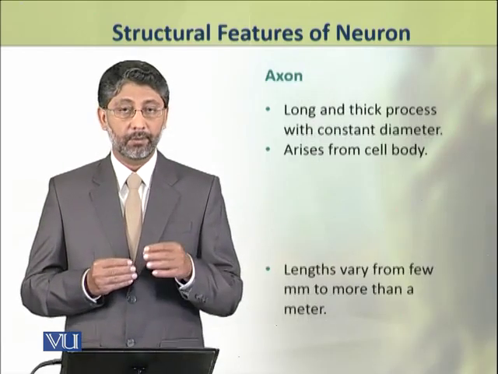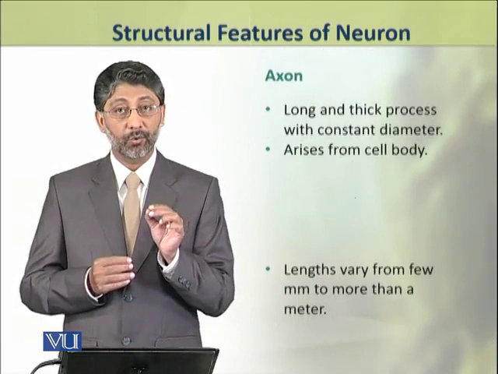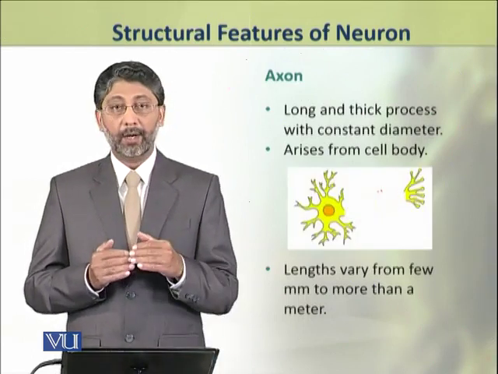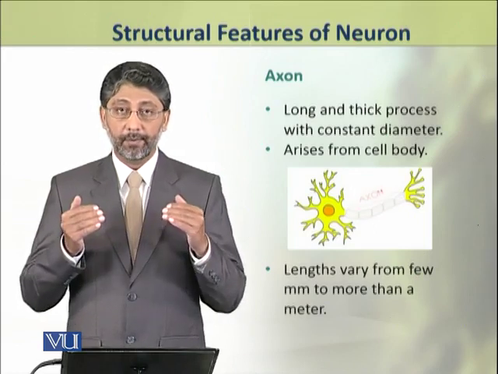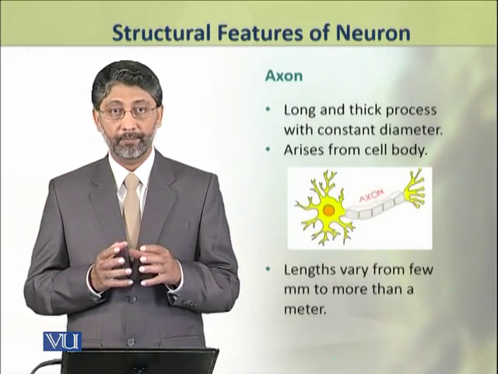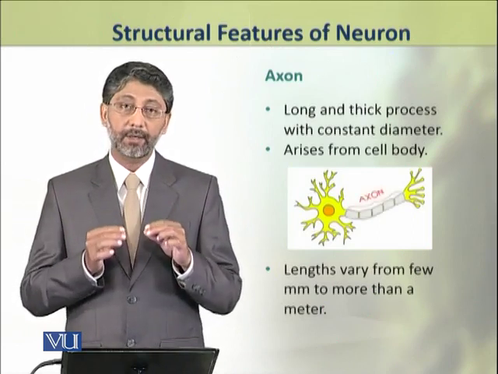Dear students, now we shall discuss the axonal part of the neuron. The axons are long and thin processes that extend from the cell body. They have a constant diameter.